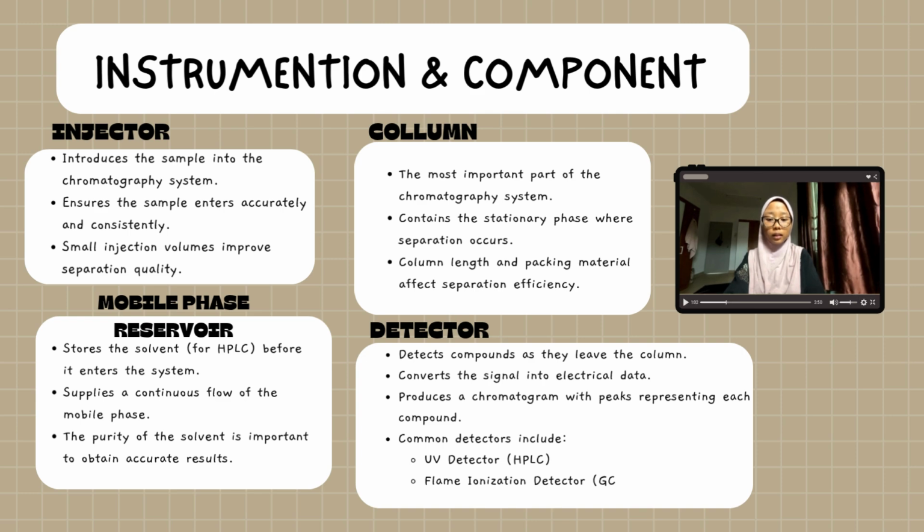Lastly is the detector. It detects compounds as they leave the column, converts the signal into electrical data, and produces a chromatogram with peaks representing each compound. Common detectors include the UV detector for HPLC and the flame ionization detector for gas chromatography.